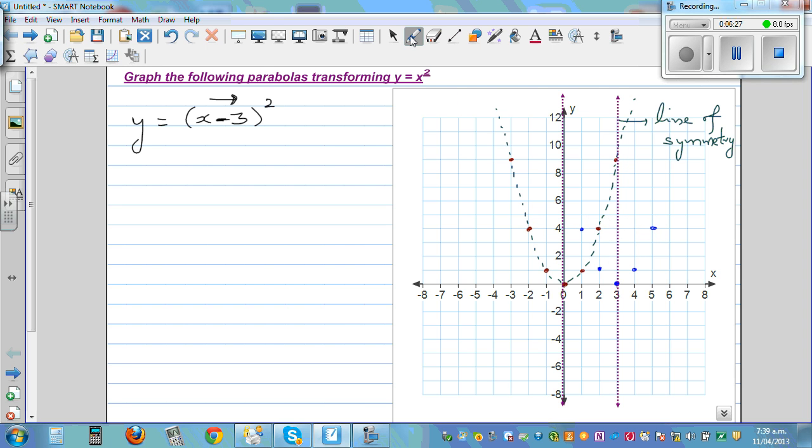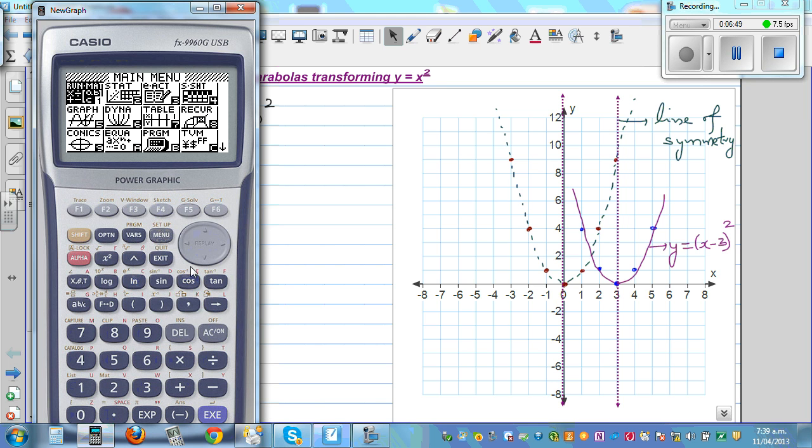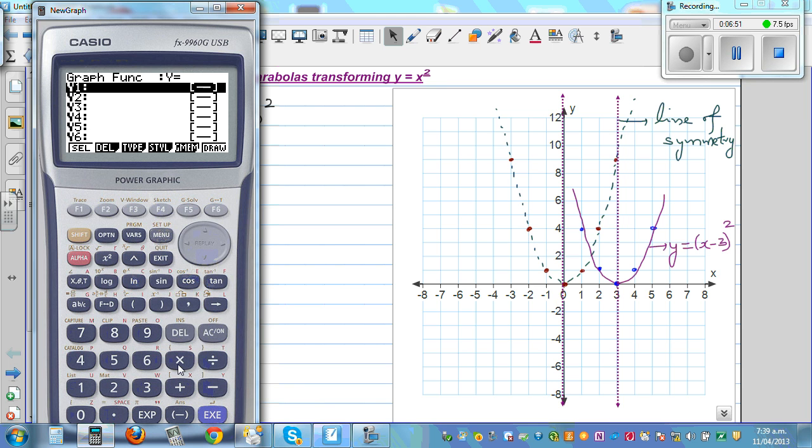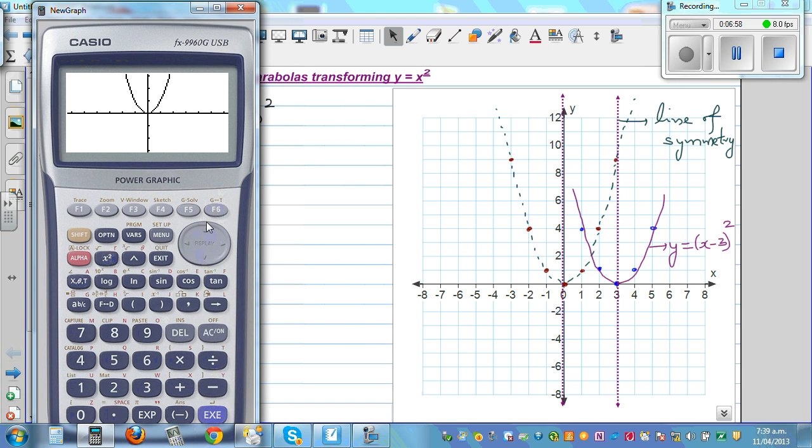So with the mirror line, the parabola would look like this. So this graph is the graph of y is equal to x minus 3 the whole squared. So let me show this on the calculator. If you have a graphic calculator, go to graph and type in first x squared. Okay, and then graph it. Let me scroll it up so that you can see.